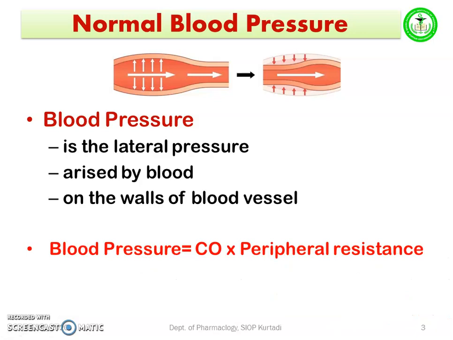Thus you can say that blood pressure is cardiac output multiplied by peripheral resistance. And all of you know that the normal blood pressure under normal conditions is about 120 by 80 mmHg. The upper value indicates the systolic pressure and the lower value indicates the diastolic blood pressure.